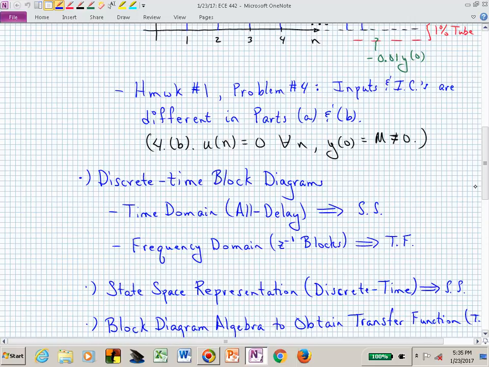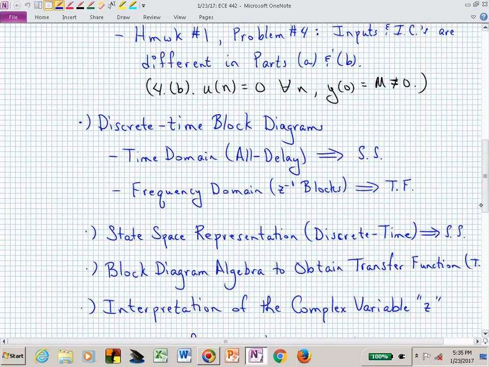We will also talk about block diagrams, and in particular in the discrete time setting. And if it's in the time domain, then we will have delay blocks, and we will simply assign the outputs of these delay blocks to be our state variables. And once we've done that, we now have essentially a state space representation for a discrete time system.